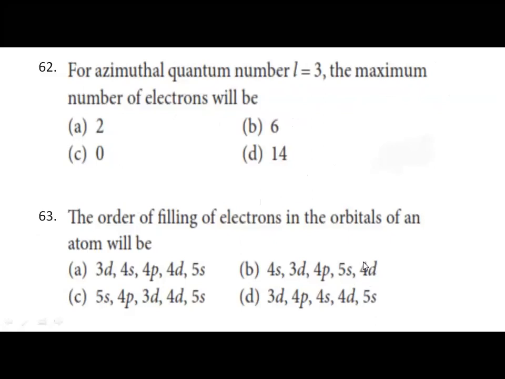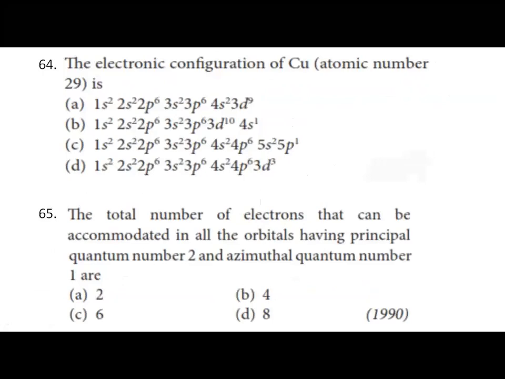So we say higher the value of n plus L for an orbital, higher is its energy. However, if two different orbitals have the same value of n plus L, then the orbital with lower value of n will have lower energy. Lower value of n will have lower energy, right? Okay, moving to the next question.